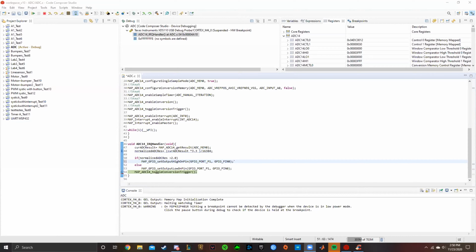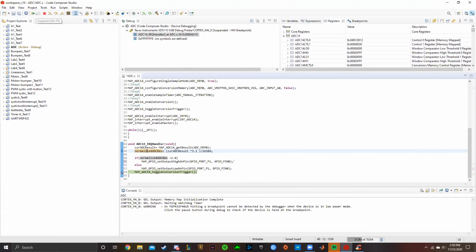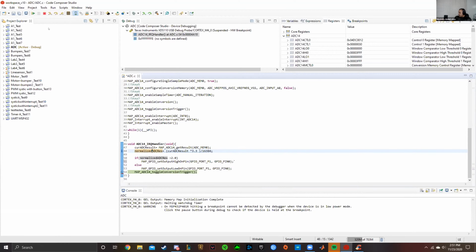Hi, Professor. Can I share my screen? Yes. All right. So I'm gonna do the first run. For my normalize, I got 3.29. And then I'm gonna unplug one of it and then run again. And then I got a 0.1. Right, thank you. Cool. And then work on the homework, right? Yeah.